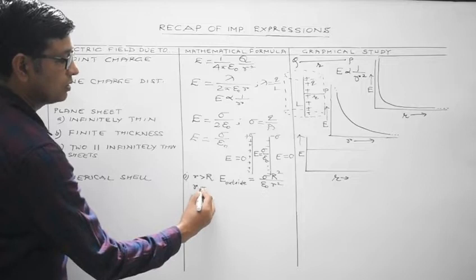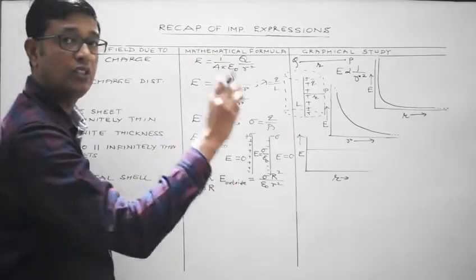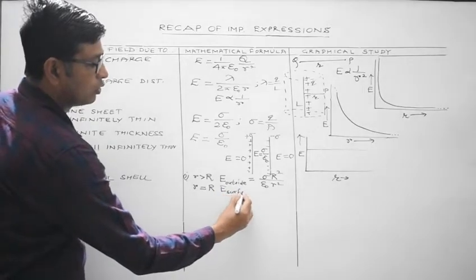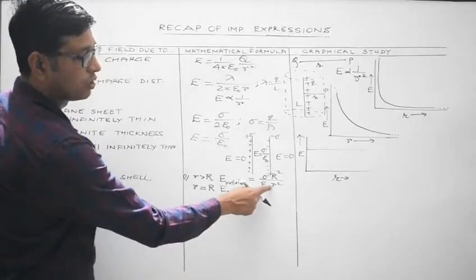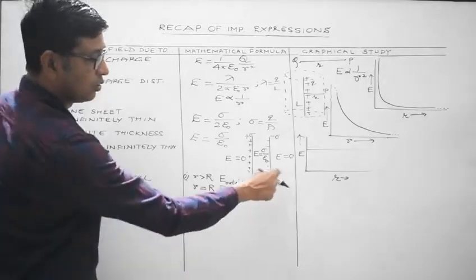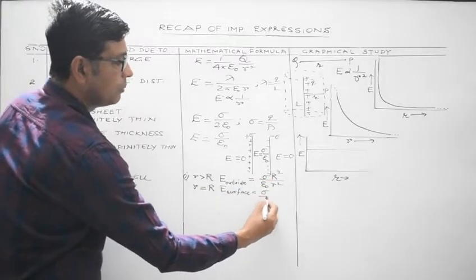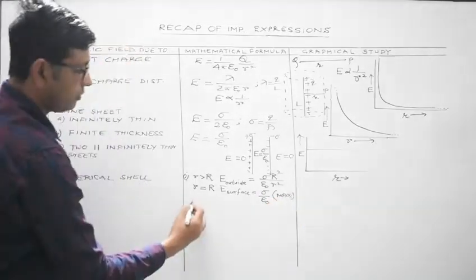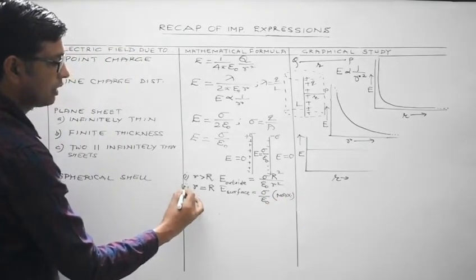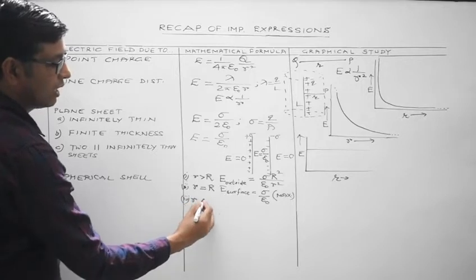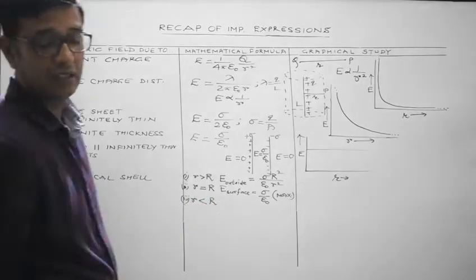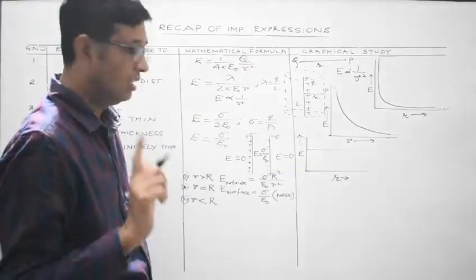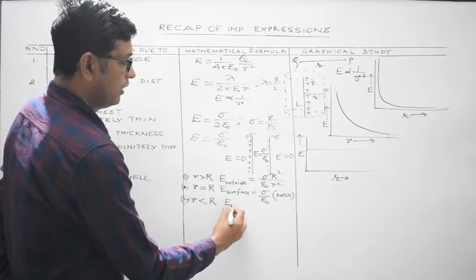Second subcase was when the observation point lies on the surface of the uniformly charged spherical shell. In this case, simply we need to substitute the value of small r as capital R. So they will get cancelled and we will be left with sigma by epsilon. This is the constant maximum value. And in the third case, where r is smaller than capital R, that is, we are considering the observation point to be lying inside the uniformly charged spherical shell, there we have determined the value of electric field to be 0.